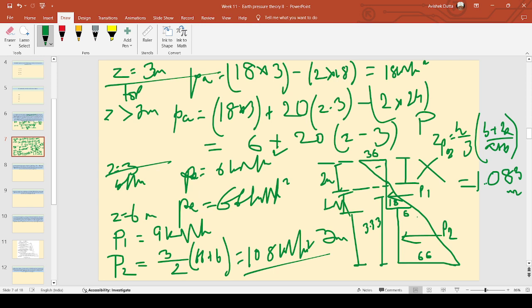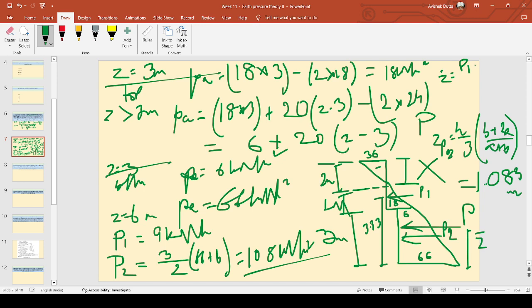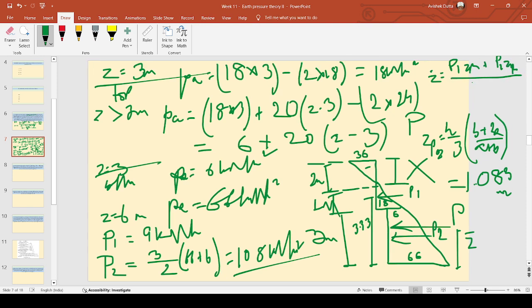If this is, I guess, P, I'll write over here somewhere around here, P. So if it is Z bar, how will you find out Z bar? Z bar equals P1 into ZP1 plus P2 into ZP2, divided by P1 plus P2, isn't it? Yes, sir. That means P1 is 9, so 9 into 3.33 plus P2, that is 108, into 1.083, divided by 9 plus 108.